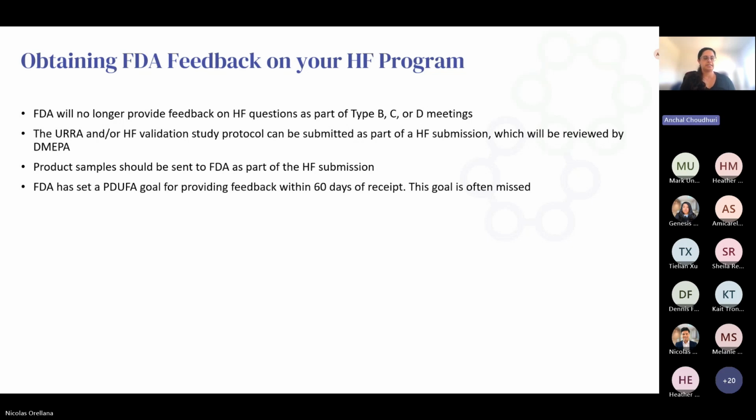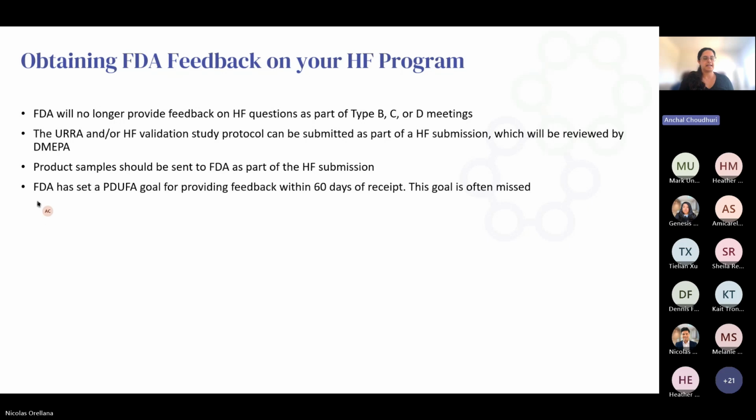Typically the URRA and/or the human factors validation study protocol is submitted in what they call a human factors submission to the IND, and it's reviewed by DMEPA, or the Division of Medication Error Prevention and Analysis. Product samples need to be submitted to FDA as part of that human factors submission. And there are guidance documents that let you know where exactly to submit the product samples and to which address.